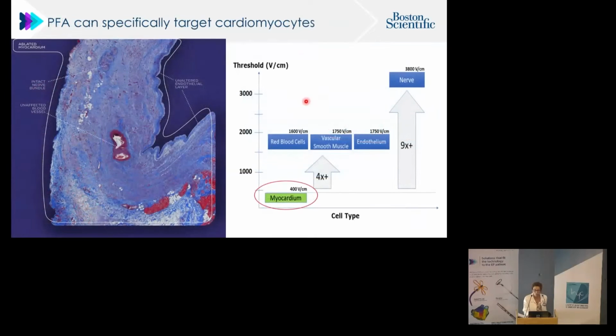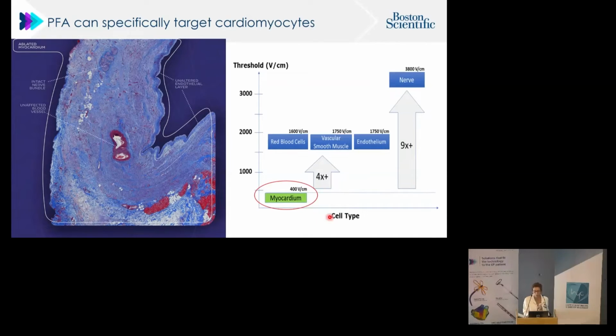So how can PFA specifically target cardiomyocytes? I was talking to you about the tissue selectivity, and this is totally unique to PFA. As a matter of fact, any cardiac cell can be ablated by electroporation. It's just a matter of the sensitivity of the cells to the electrical field.